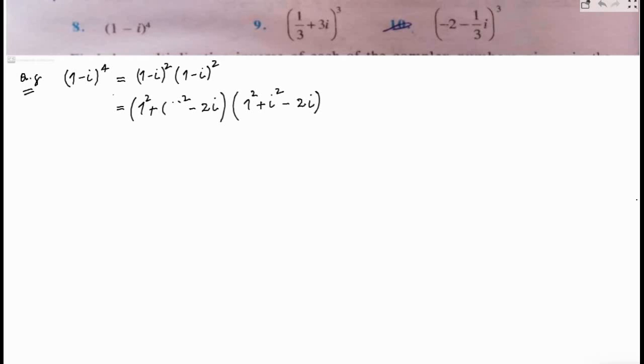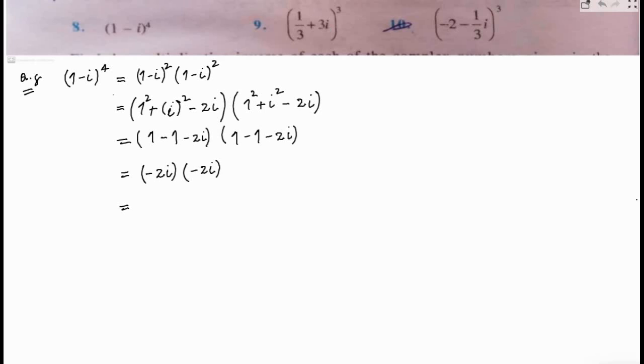This is what iota square. ठीक, तो सेम है ये दोनों, so you'll get 1 plus iota square, तो iota square minus 1 होता है and this is minus 2 iota as it is, तो साथ में आएगा 1 square का 1, iota square is minus 1 again, so you get minus 2 iota. So 1 minus 1 is 0, so you will get 2 iota and here also 2 iota, same, because 1 minus 1 will become 0.